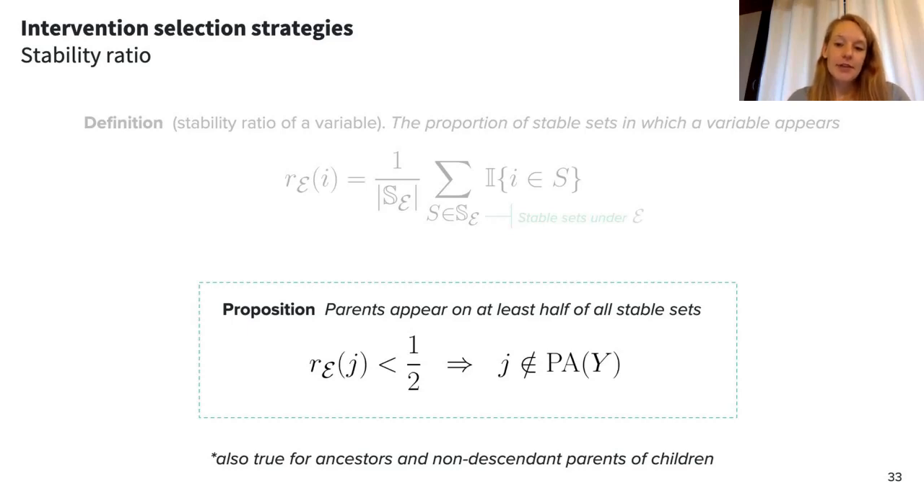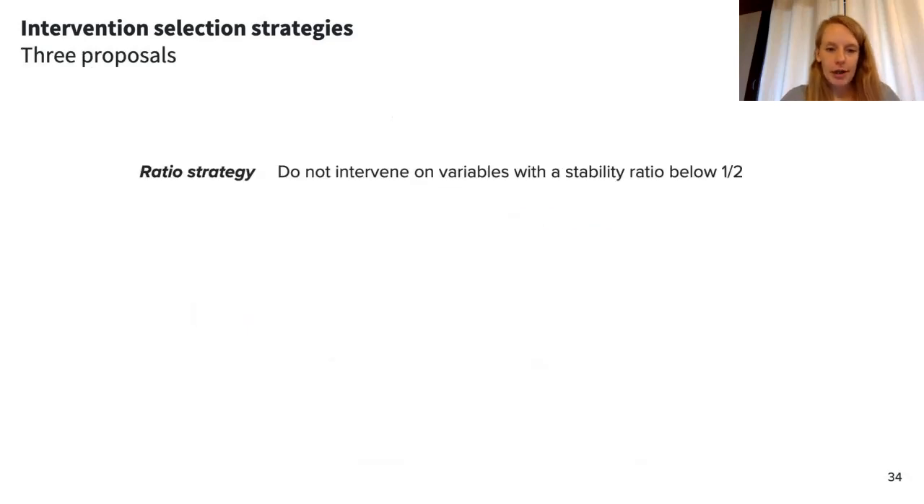We also have that ancestors in general appear on at least half of all stable sets, and also so-called non-descendant parents of children. But in any case, already this property shown in the proposition here gives us quite some information. So in practice, we run ICP on the set of environments we have access to. Then we get a number of sets we accept. These will be an estimate for the stable sets, and based on these we can compute an estimate of the stability ratio. And so the first strategy, the so-called erasure strategy we propose, is to not intervene on variables with a stability ratio below 1/2, because we know that these variables are not parents, and our goal is to intervene on parents, or at least increase the chance of intervening on parents.